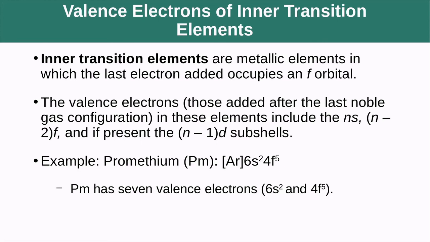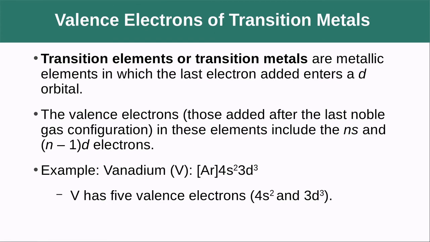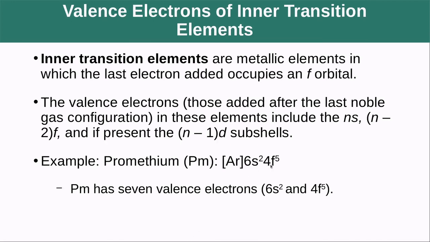Inner transition elements are metallic elements in which the last electron added occupies an f orbital. The valence electrons, those added after the last noble gas configuration in these elements, include the ns, (n-2)f, and if present, the (n-1)d subshells. So here we can see that we're going to include both, for promethium, the 6s and the f subshell as being valence.